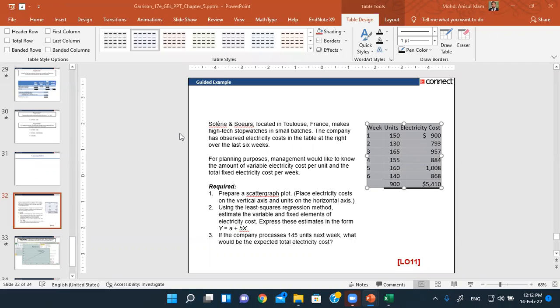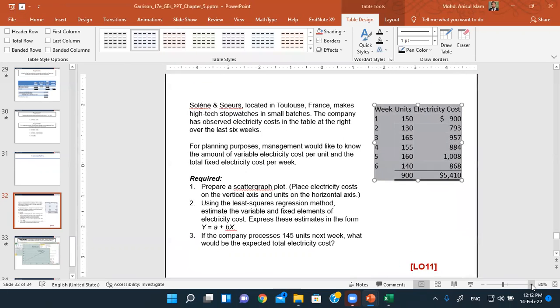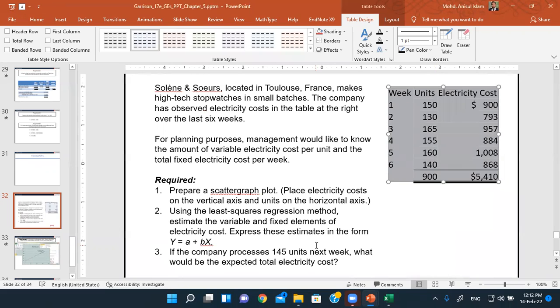Okay, no question. Second one, you can place the electricity cost on the vertical axis and the units on the horizontal axis. We have done this exactly. And now what is our second task? Using the least square regression method, estimate the variable and the fixed elements of the electricity cost. Express this estimate in the form y equals a plus bx.